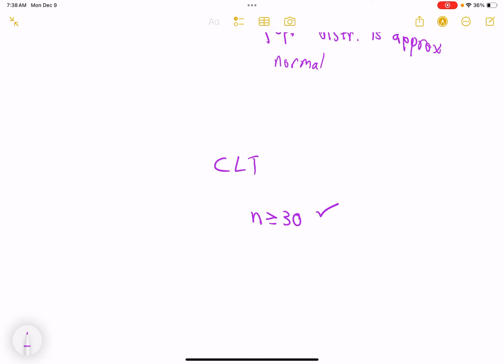The other option is what's known as the central limit theorem. This is on slide 17, and this one is very easy for means. If n, your sample size, is greater than or equal to 30, we are good to go.